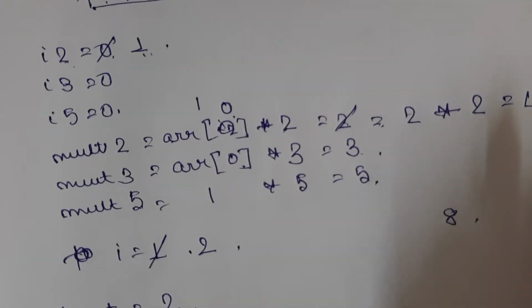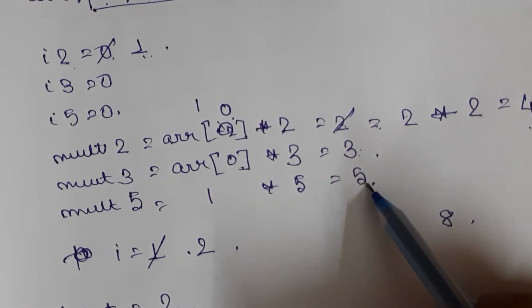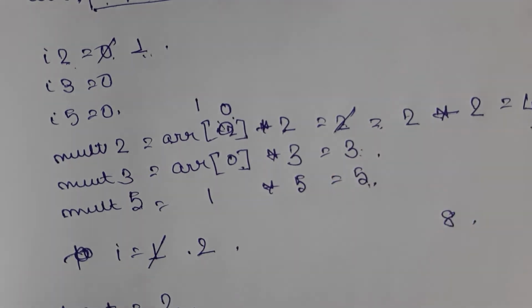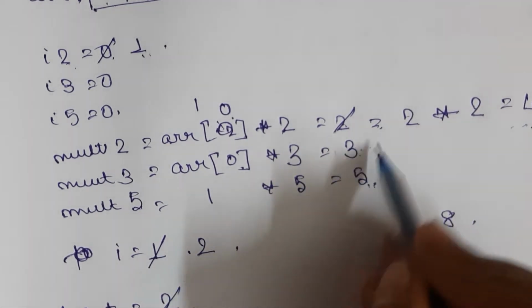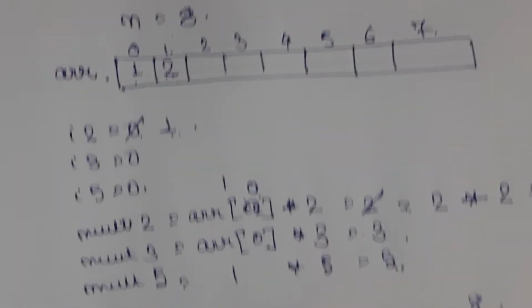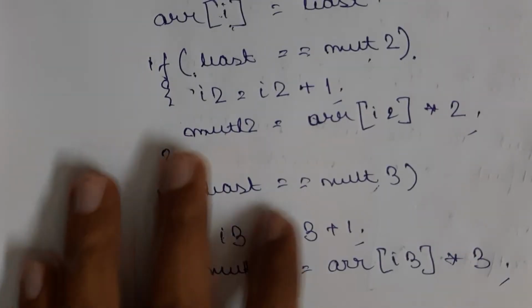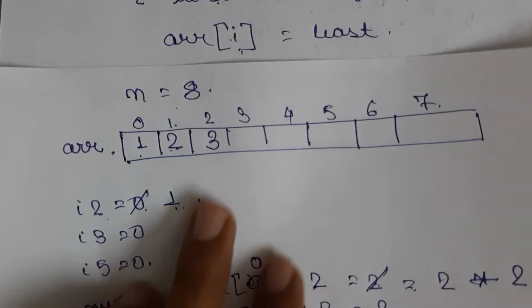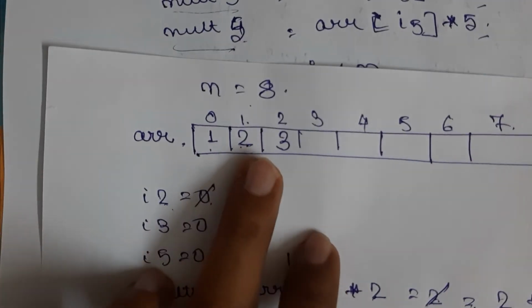Now it will again initialize the least value with the minimum of mult2, mult3 and mult5. Now the mult2 value has changed, right? It is 4, mult3 is 3 and mult5 is 5, right? So the least value will also change. Among the 3, what is the least value? It is 3, right? So the ith value is now 2, and ARR of 2 will be updated with the least value. So the least value now is 3 and it gets updated here.